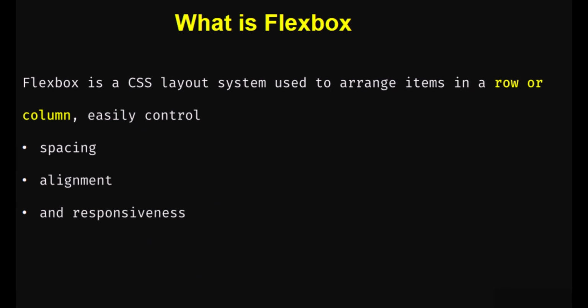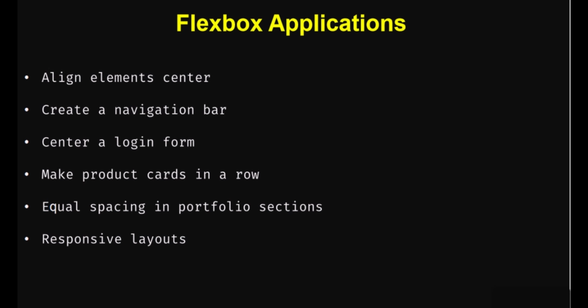What is Flexbox? Flexbox is a CSS layout system used to arrange items in a row or column, easily control spacing, alignment, and responsiveness. Major applications of Flexbox: align elements center, create a navigation bar, center a login form, make product cards in a row, equal spacing in portfolio sections, and responsive layouts. We demonstrate these applications in coming projects.